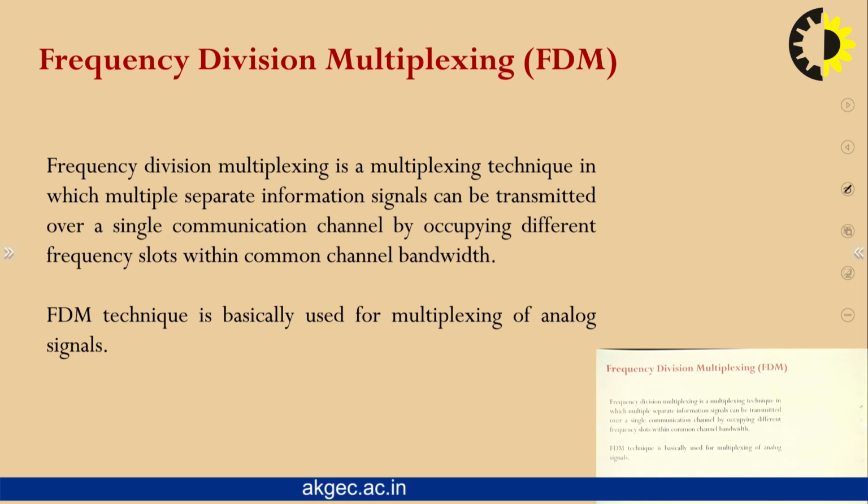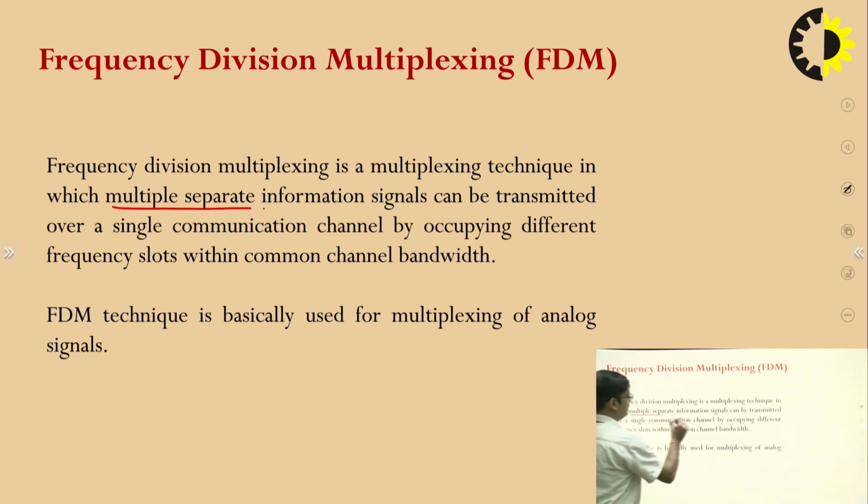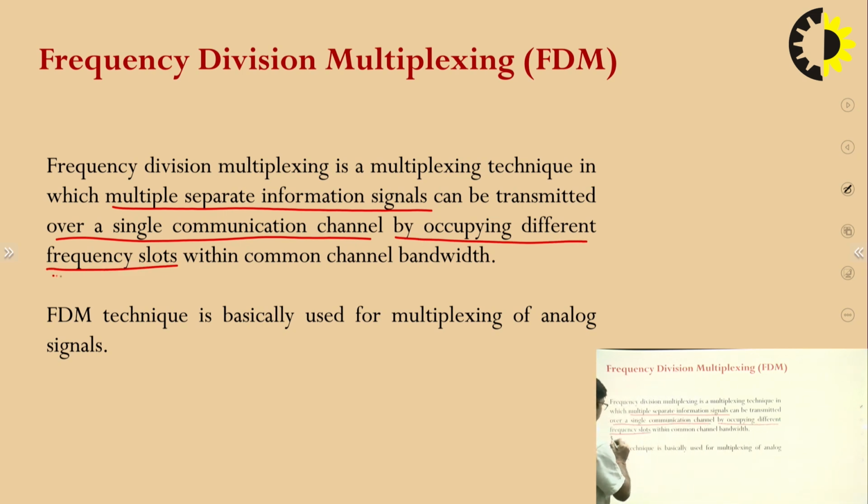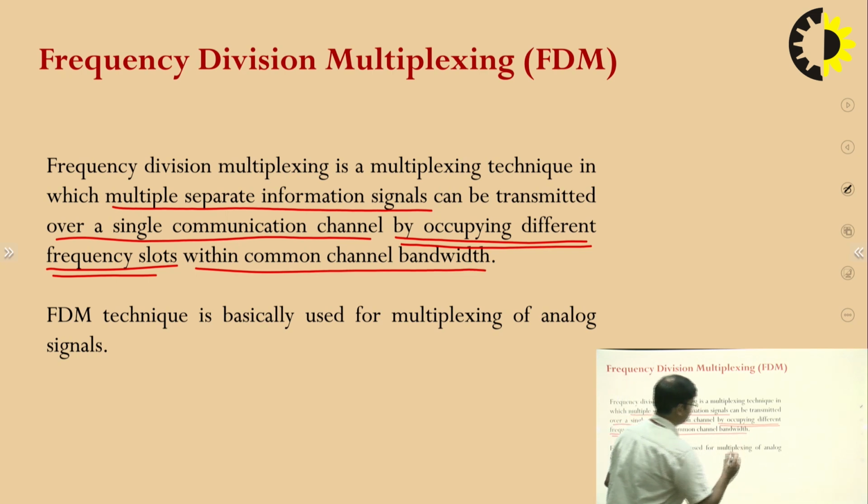First, let us discuss FDM, the frequency division multiplexing technique. In frequency division multiplexing, multiple information signals can be transmitted over a single communication channel by occupying different frequency slots. This is very important to know. By occupying different frequency slots within the common channel bandwidth. And the FDM technique is basically used for multiplexing of analog signals.